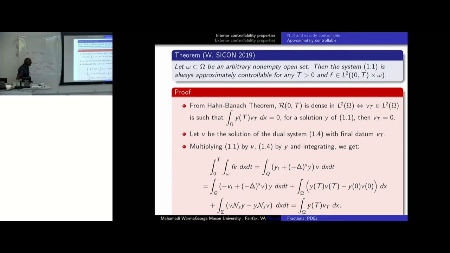Then you will get this formula, that is, F V, that is y_t plus minus the fractional Laplacian of y, times V. Then you integrate by parts, putting everything on the dual solution V, and a term remains from the integration by parts of the fractional Laplacian: V times the non-local normal derivative of y minus y times the non-local normal derivative of V. But remember that V is 0 on sigma, y is also 0 on sigma, so this cancels, and this is also 0, that cancels, and it will only give you the integral of y(T) V_T.